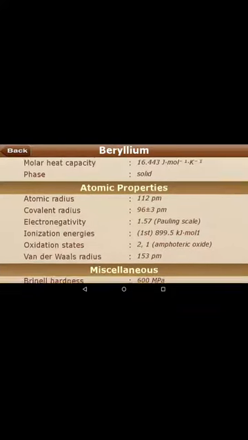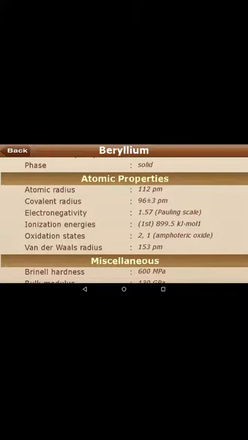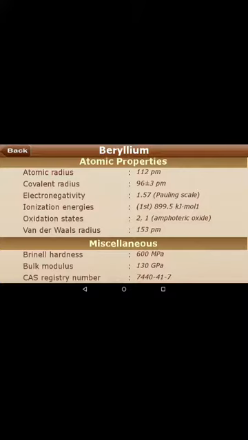We look at the atomic properties quickly. The atomic radius is 112 pm. The covalent radius is 96 plus or minus 3 pm. The electronegativity is 1.57 on the Pauling scale. Ionization energy: the first ionization energy is 899.5 kilojoules per mole. Oxidation states are 2 and then 1.